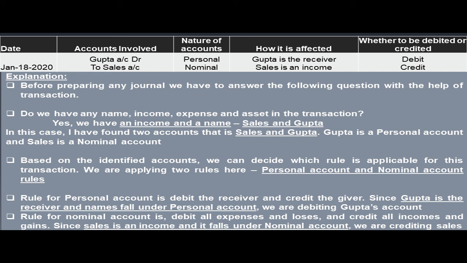The rule for personal account is debit the receiver and credit the giver. Since Gupta is the receiver and names fall under personal account, we are debiting Gupta's account. The rule for nominal account is debit all expenses and losses, credit all incomes and gains. Since sales is an income and it falls under nominal account, we are crediting sales.